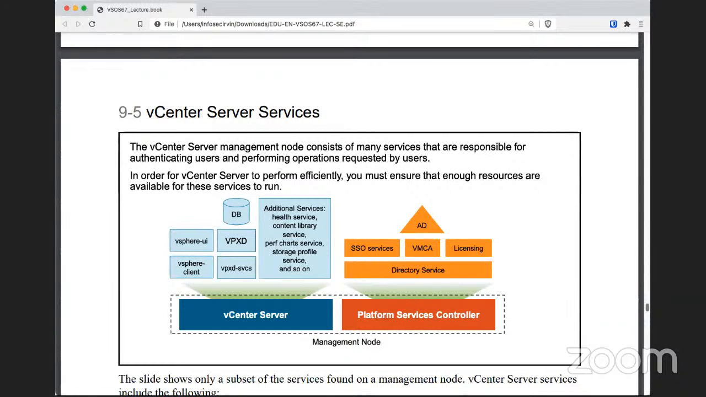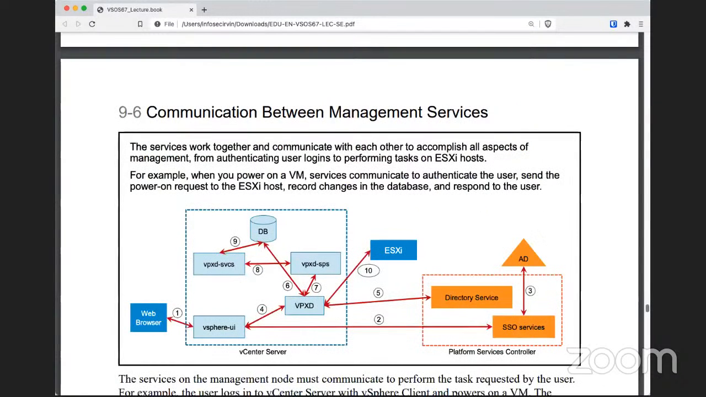It needs to have plenty of resources to run effectively and quickly to handle all the complex systems that it oversees. By itself, you have the vCenter server and its services, and the platform service controller. If any of these are eating up too much resources or don't have enough resources, your entire database will suffer. As you can see here, there's a lot of communication that happens between the two main services that comprise your management node.